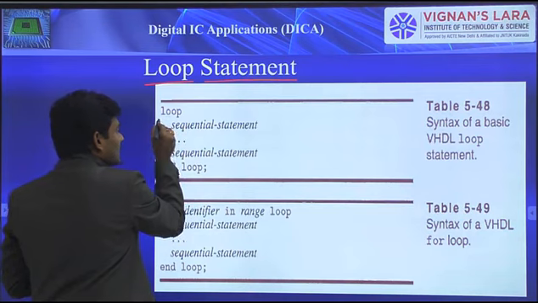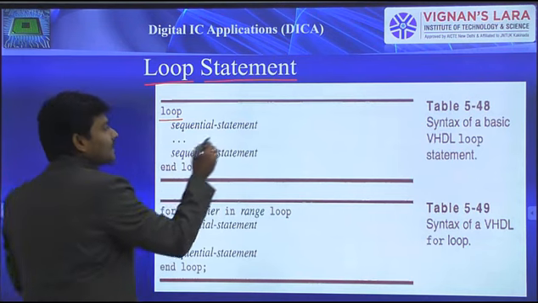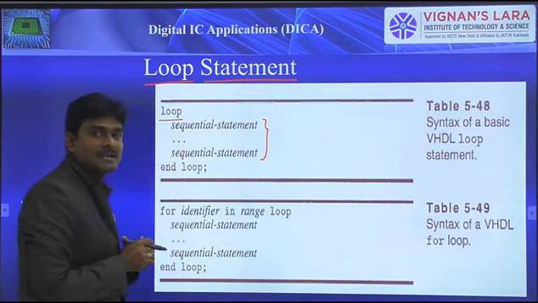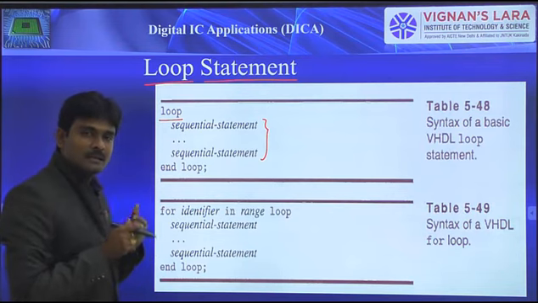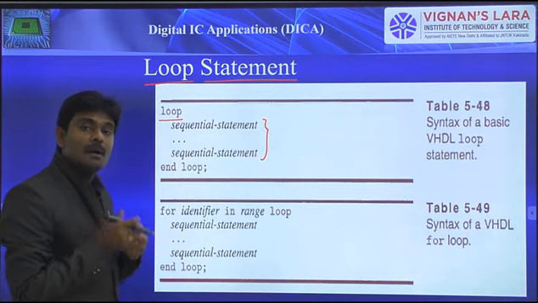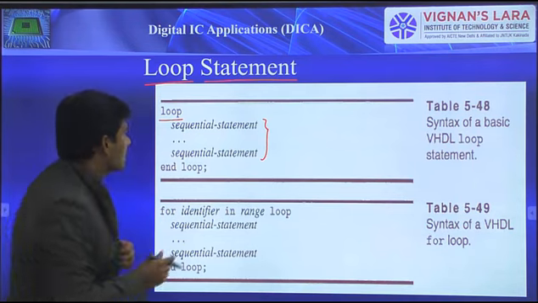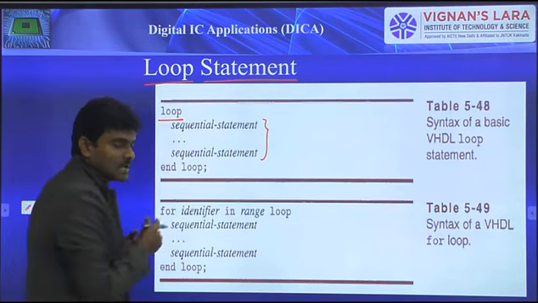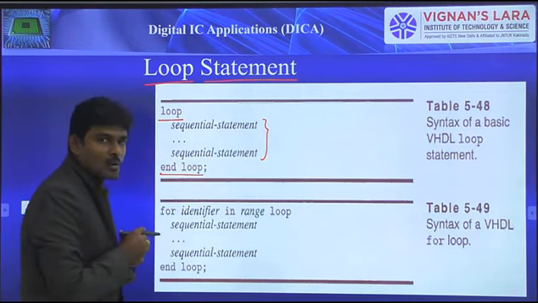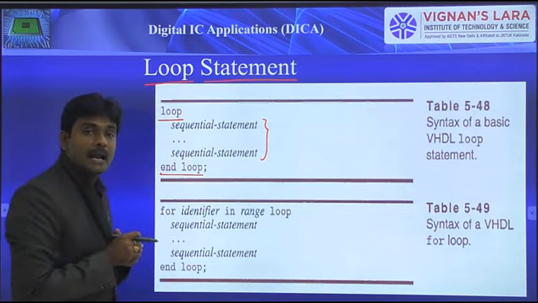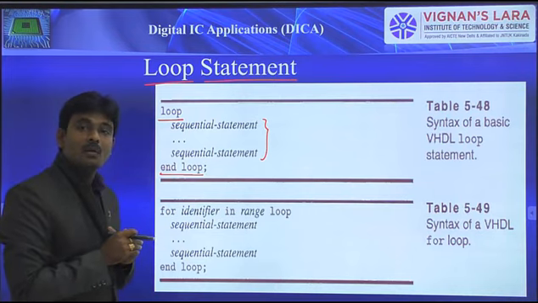Coming to this, the loop statement starts with the keyword loop. After that we are supposed to write the sequential statements. Based upon functionality, it consists of either a single sequential statement or multiple sequential statements. It starts with the keyword loop, then we write the sequential statements, and finally we end that loop by using the keyword end loop. So this is how the syntax seems to be for the loop statement.